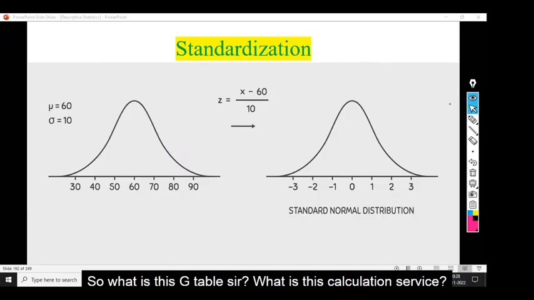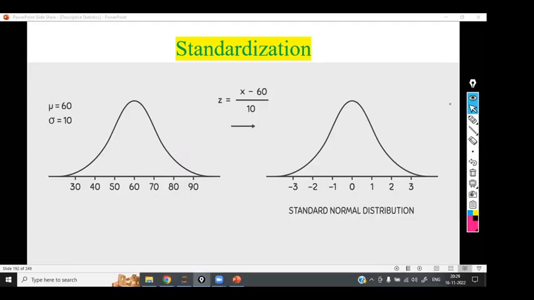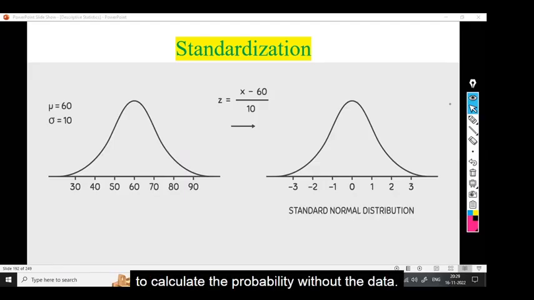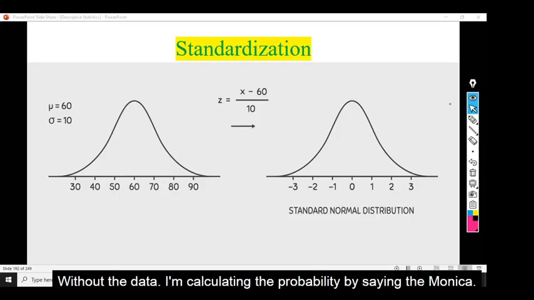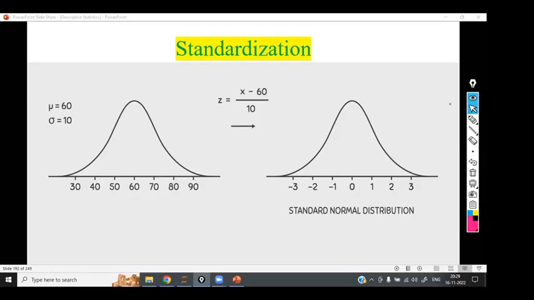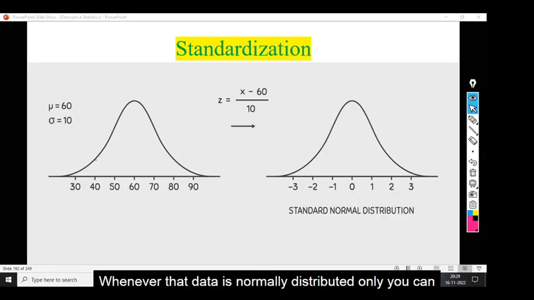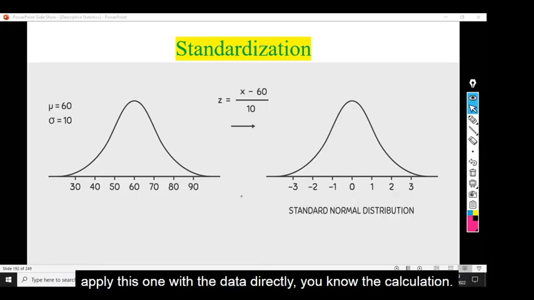Sir, what is this Z table, sir? What is this calculation, sir? Miss, this is basic statistics to calculate the probability without the data. Here I am not having the data. Without the data, I'm calculating the probability by seeing only the curve. Whenever the data is normally distributed, only then can you apply this.